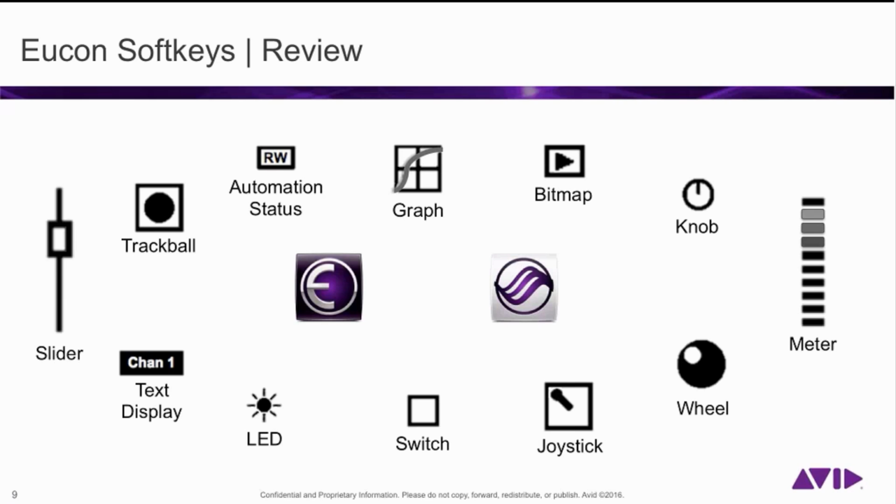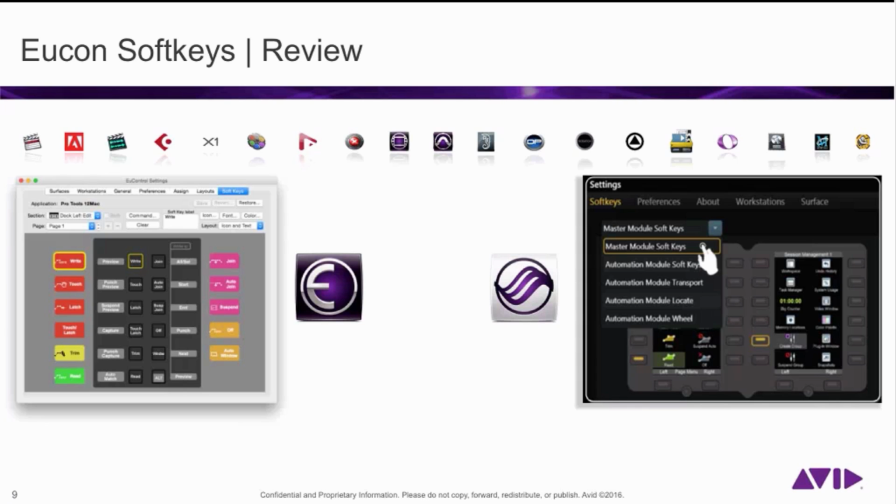Okay, so let's talk a little bit about the architecture and file structure quickly. All of our consoles have a built-in default app set of soft keys, programmed by the software developer as mentioned before. These can be edited in their respective Eucon application, which then makes them become a user app set. Artist, S3, Dock, and Control app all use uControl as their editor, and S6 uses its own built-in editor.